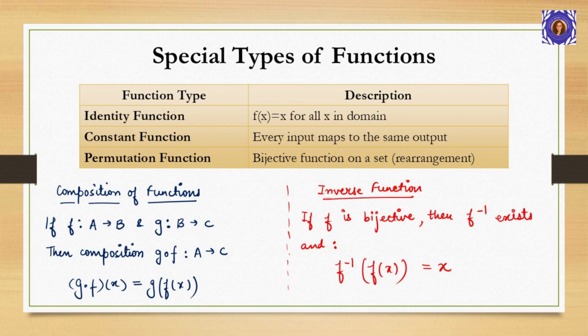Let me explain function composition with a real-world analogy. Suppose you have two functions. F takes a person's name and returns their student ID, and G takes a student ID and returns their GPA. The composition G composed with F takes a person's name and directly returns their GPA.